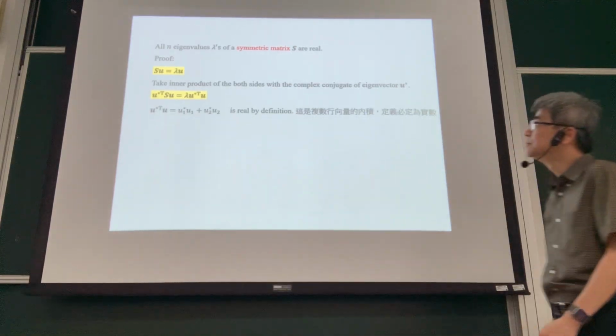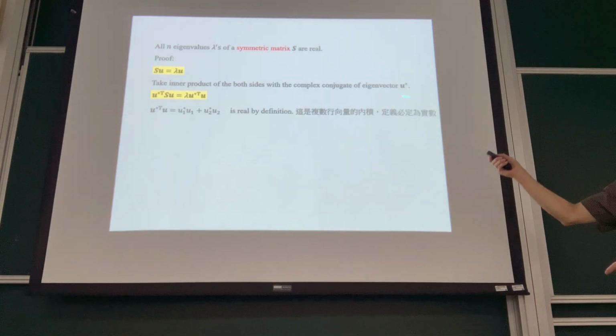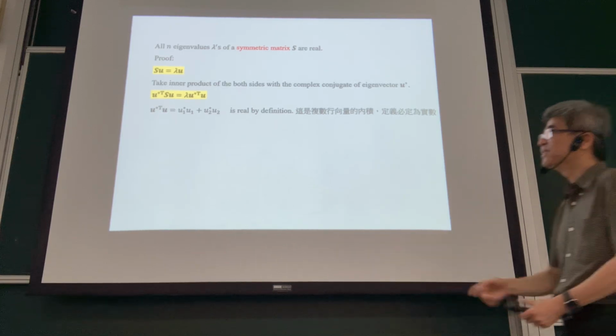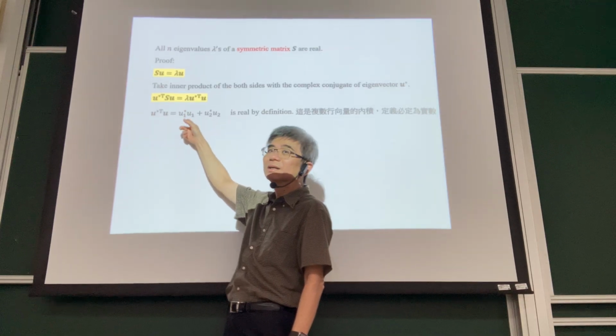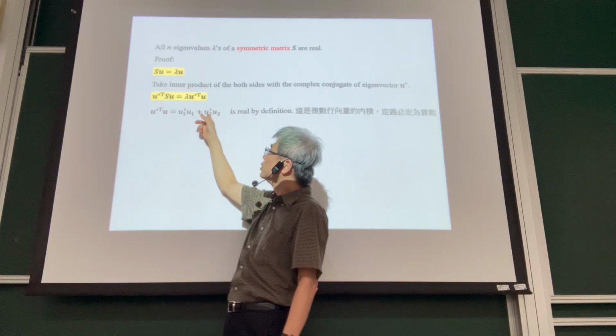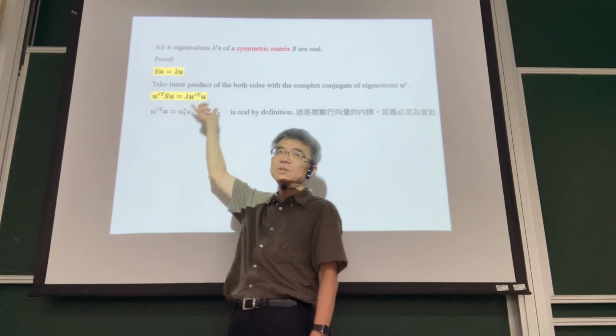So this is the inner product, the length of the thing. And the length of the vector must be real. By definition, it must be real because it is U1 star times U1, the first element of U, plus U2 star times U2. This is real, so the length must be real.